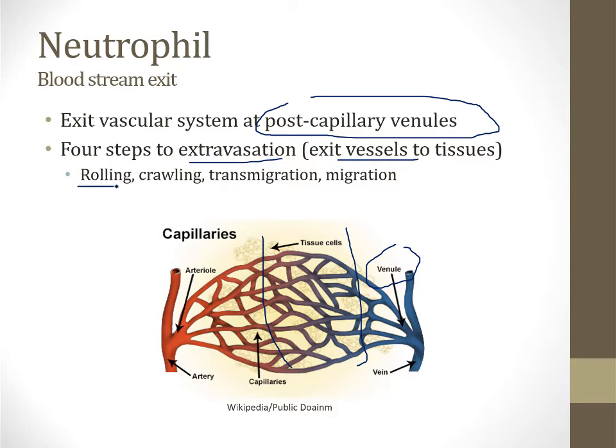And there are 4 steps to the process of neutrophil extravasation, the exit of vessels into tissues. The 4 steps are called rolling, crawling, transmigration, and migration. Each of them is mediated by different binding between ligands on the neutrophils and molecules on endothelial cells. And I describe this entire process, including the 4 steps, in detail in the immunology video on innate immunity.